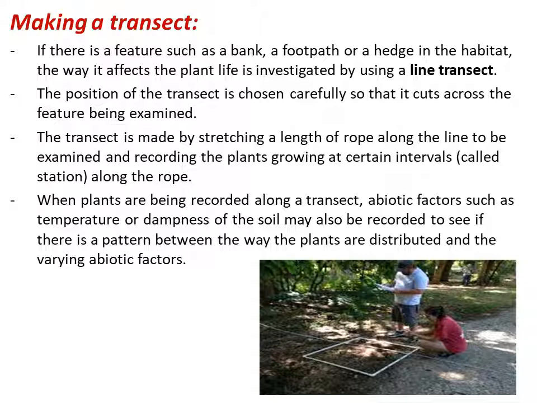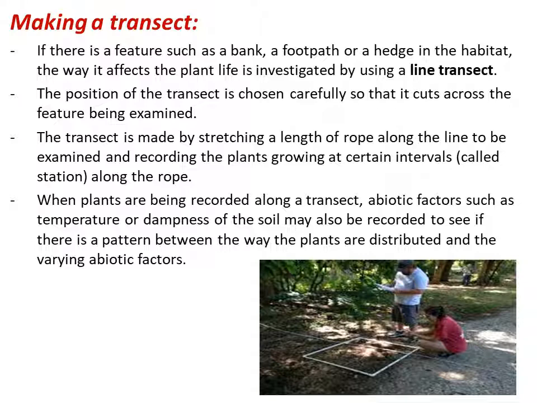If there is a feature such as a bank, a footpath, or a hedge in the habitat, the way it affects the plant life is investigated by using a line transect. You can see down in the picture, this is the line transect. The position of the transect is chosen carefully so that it cuts across the feature being examined.